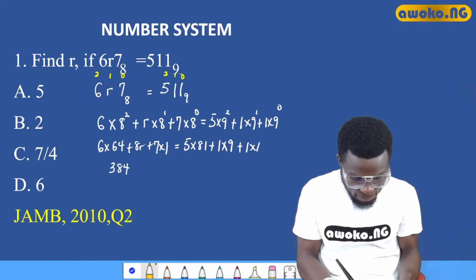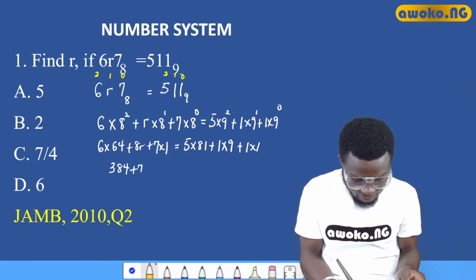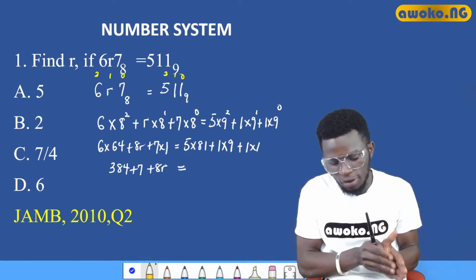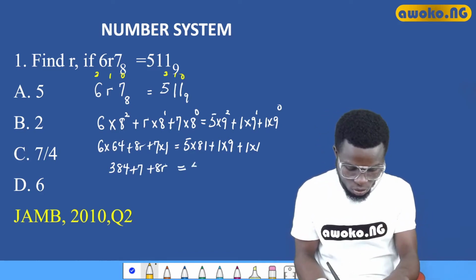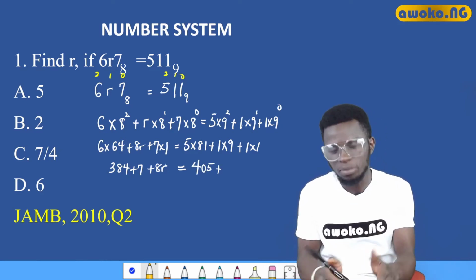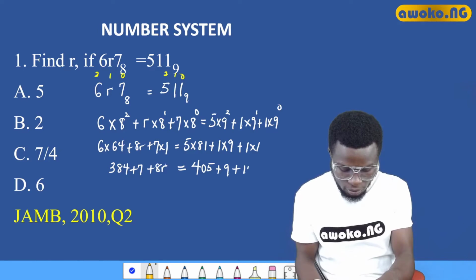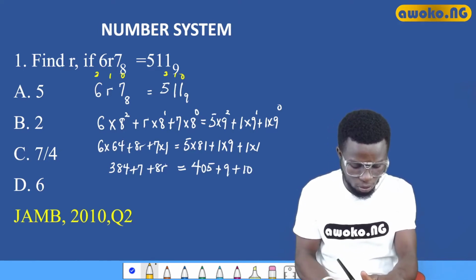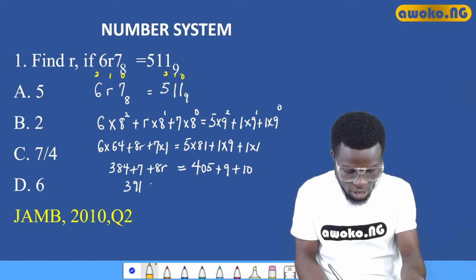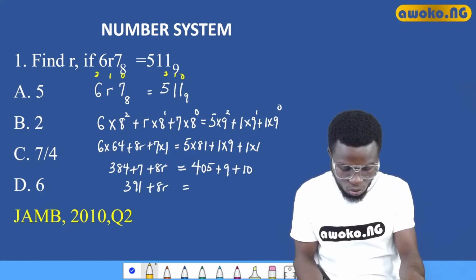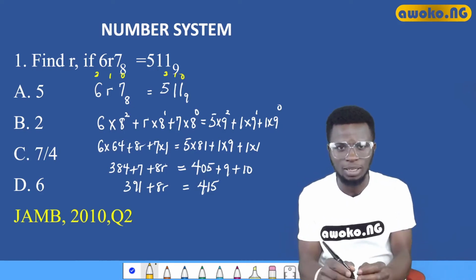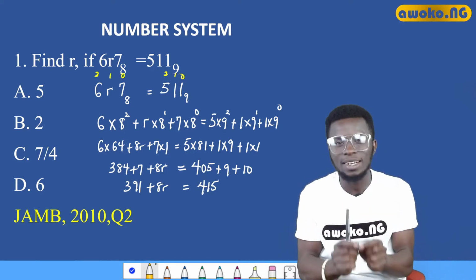384 plus 7 plus 8R, which will be equal to 5 times 81, of course, is equal to 405 plus 1 times 9 is 9, then plus 1 is 10. So this gives us 391 plus 8R equal to 415. Of course, the next step is to collect the like terms.